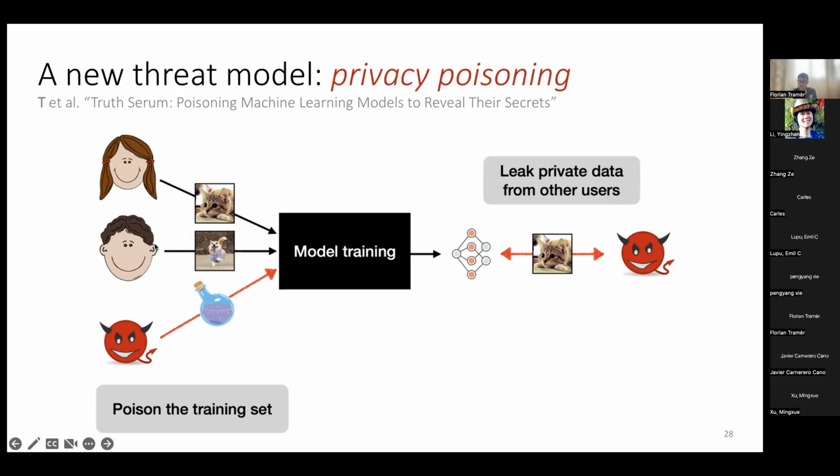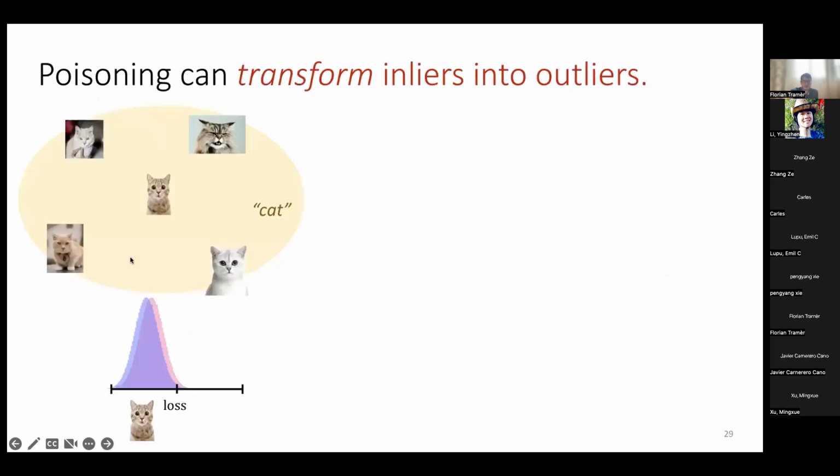To give you some intuition for how the attack works and why it works, let's look again at our inlier example, our cat. Essentially there are a bunch of other cats in your data distribution. And so whether this specific cat image is in the training set or not just means that the model's loss is really not going to change much. And so that's why membership inference on this particular image is hard.